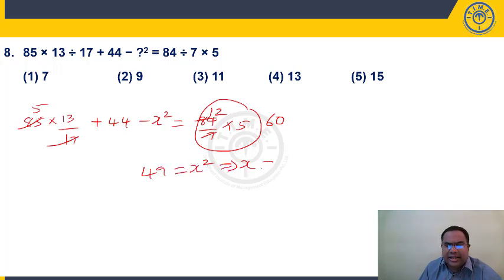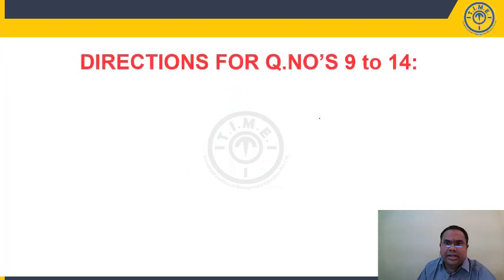From this we can say x is equal to root 49, that is nothing but 7. 7 is present in first option. So we have completed series questions.